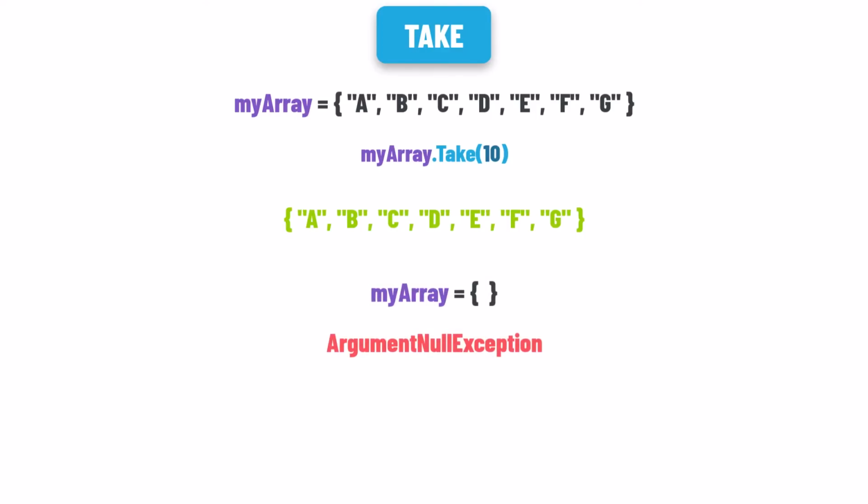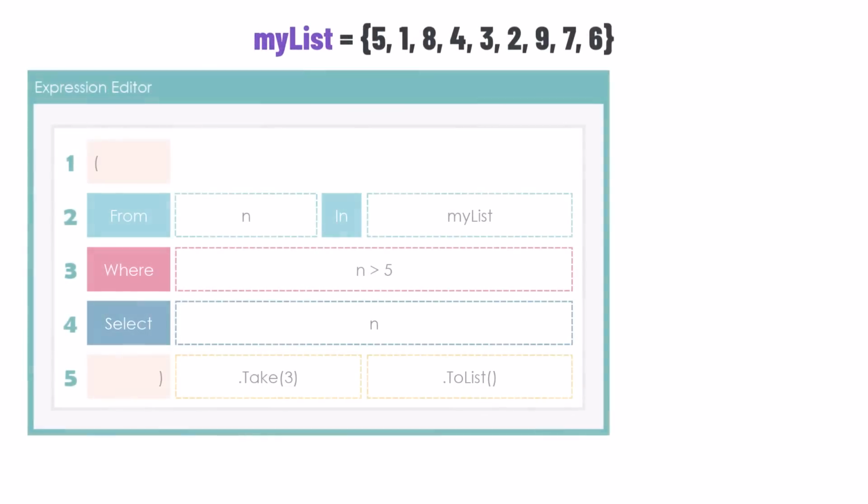That's all about the method. Now, let's delve into examples showcasing the method's application in varied contexts. Let's start with the first example. We have a list of integers containing the following numbers.